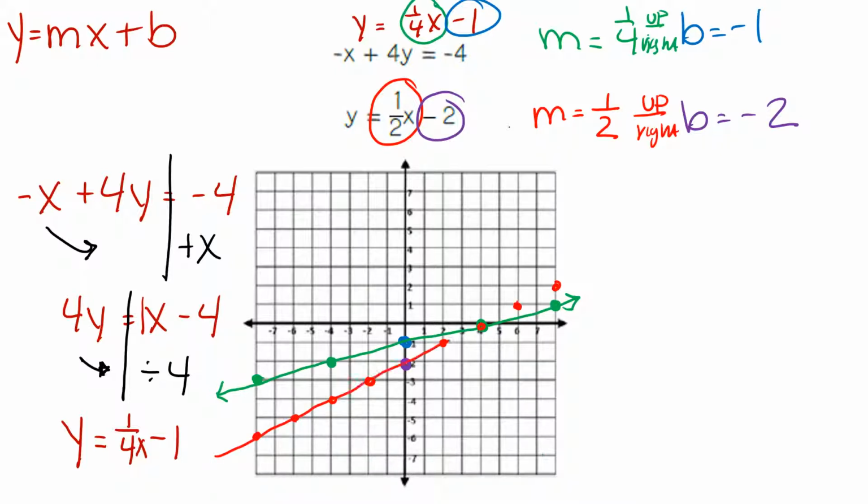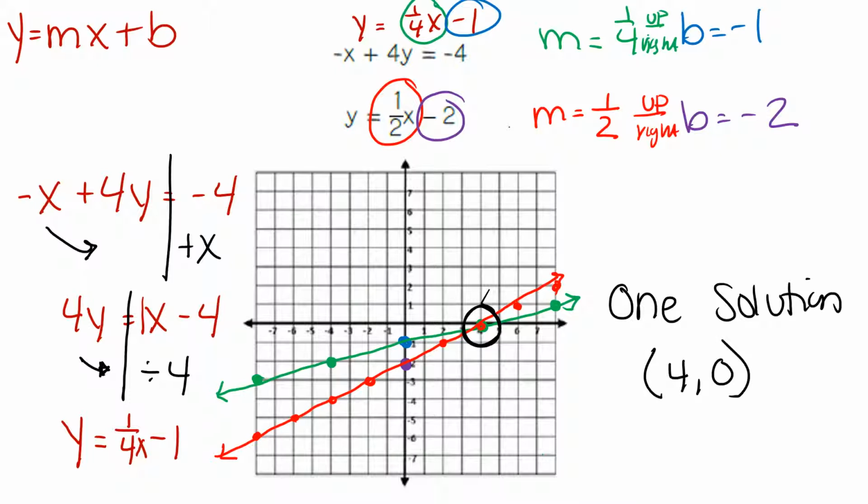Connecting our dots along the way. We can see that these two lines intersect, and so this is a one solution graph, and they cross at the point (4, 0).